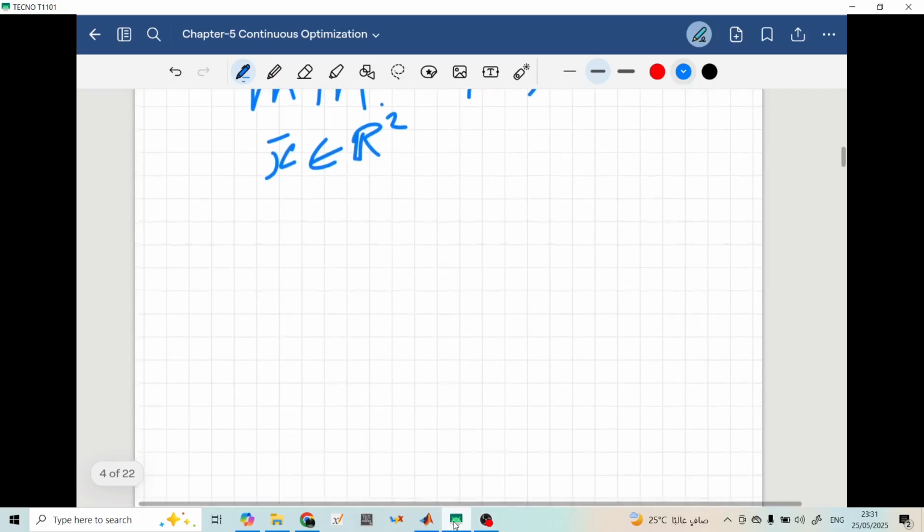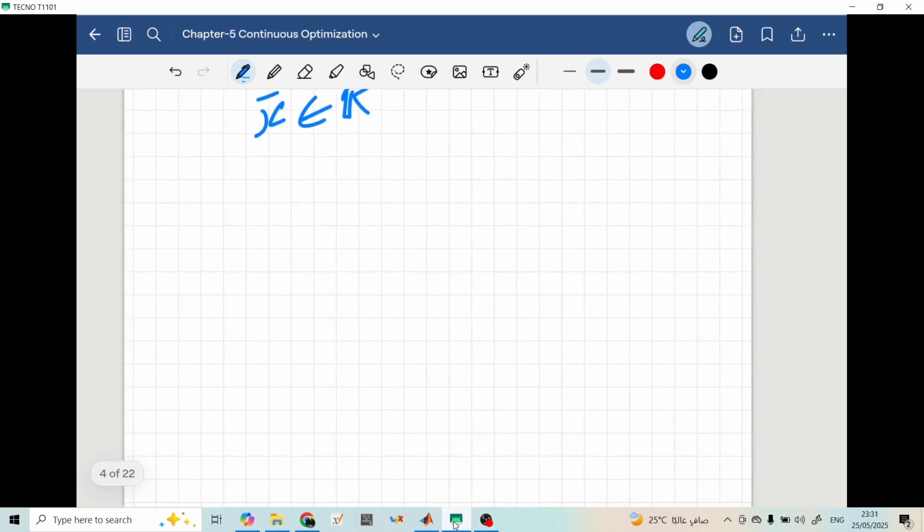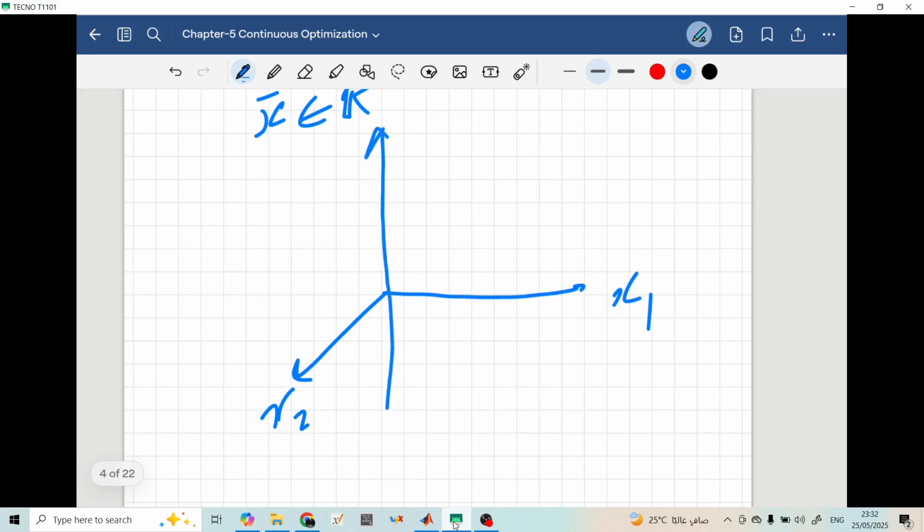So let's say that we'd like to draw this function. So here's the R2 space. Let's say that this is x1, this is x2, right? And this is the f of x value. So let's say that we have a nice convex function. So we have something like this, right?